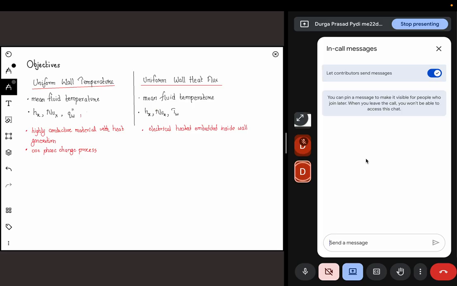Again, obviously, you can also put TW and QW prime here, but this will be directly given from the boundary condition itself, and you already know the electrical heat power you are giving. If you know the efficiency, from that you can directly calculate what is QW prime, and here you can directly measure the TW. So these are not explicitly given in our objectives. So our objectives are clear.